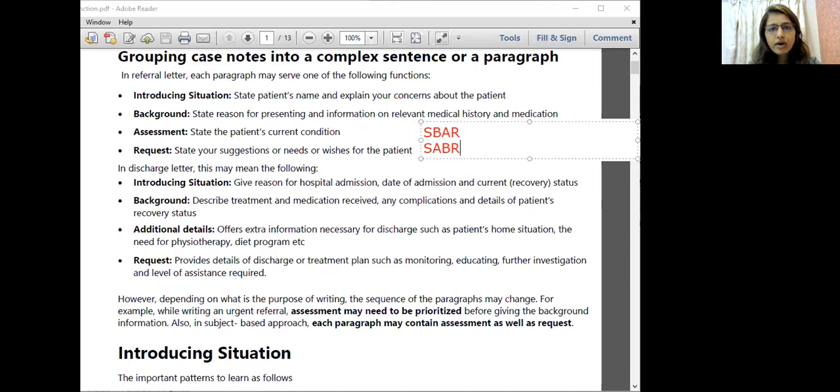Am I clear so far? Can you all assure me that you would not always stick to the sequence SBAR? You would use your logic or your medical knowledge to decide whether you need to write assessment first or background first. I want to ensure that there's no miscommunication taking place at this stage.